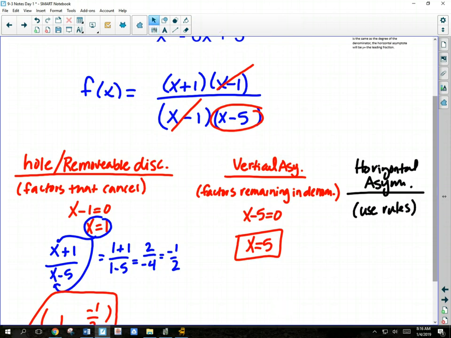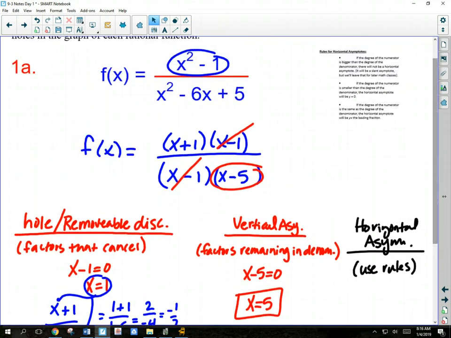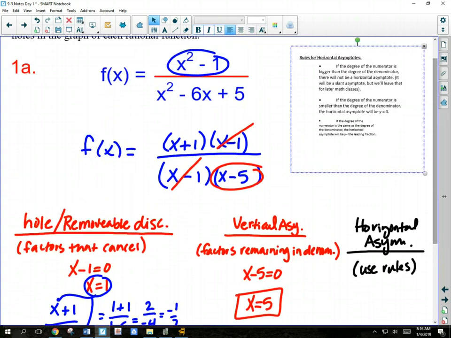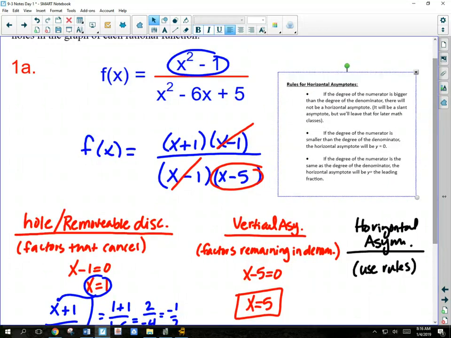And by the rules, I mean these right here, and I know these are small, but you have them in your notes. But the rules about whether the degree of the numerator is bigger or smaller than the degree of the denominator. Okay, here's what you do. Go back to the original problem, okay?